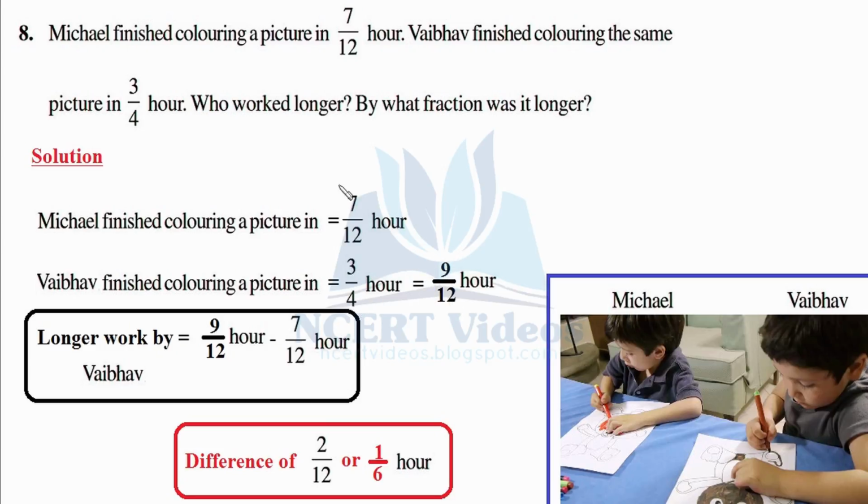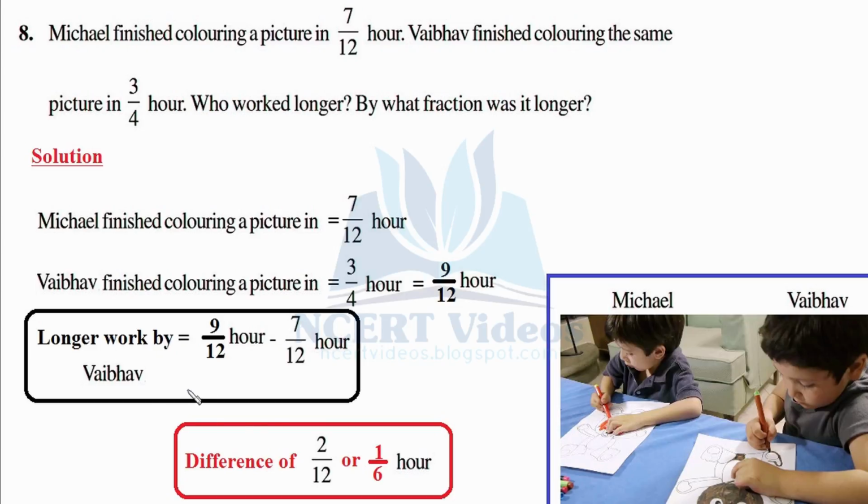Now we can compare them. Now it is easily visible who worked for a longer period of time. It is Vaibhav. Okay, so as you can see, he has completed a major chunk of the drawing as compared to Michael. He has just started only. So longer work by Vaibhav, that is 9/12 of an hour.